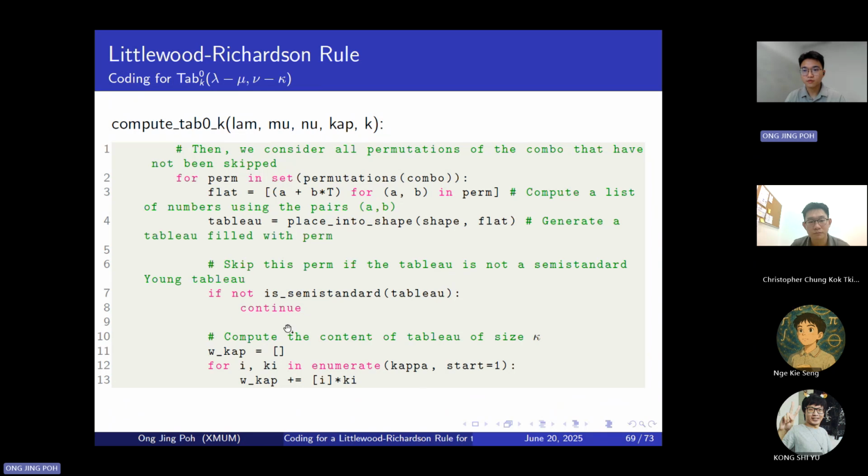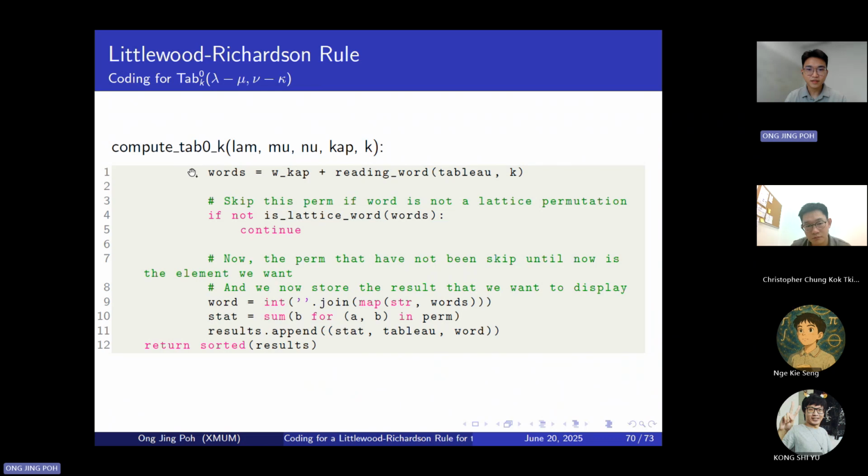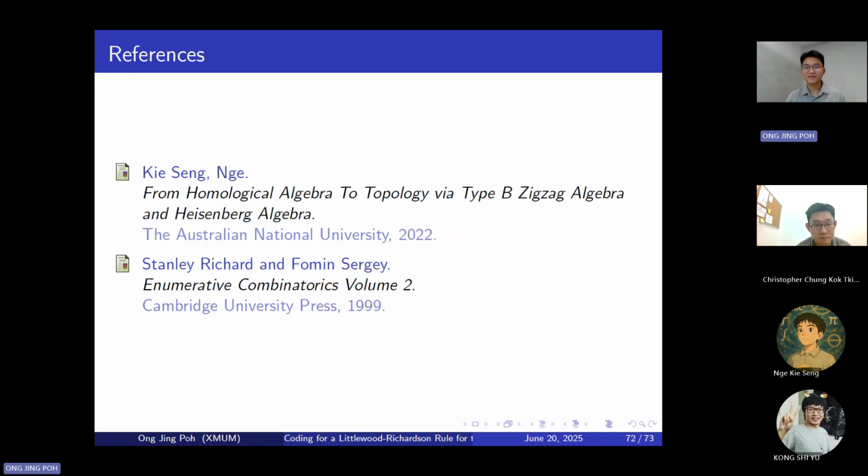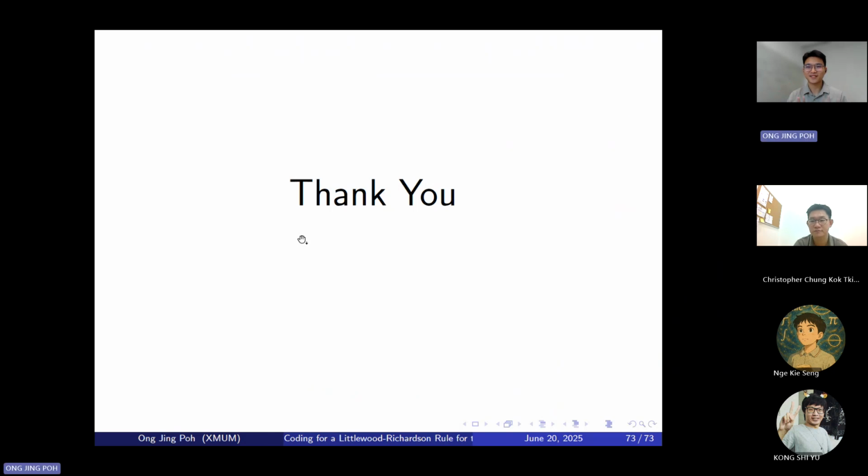And we start to compute the concatenated word by computing the content of kappa first. And then in this line, the word is added up such that it's the concatenated word we want. And we skip the word that is not a lattice word in lines 4 and 5. And now the considerations that have not been skipped are the elements that we want. And we return the result according to the power of the statistic of the table, and we compute it in the main part. And this one is the reference, and I finish my presentation.